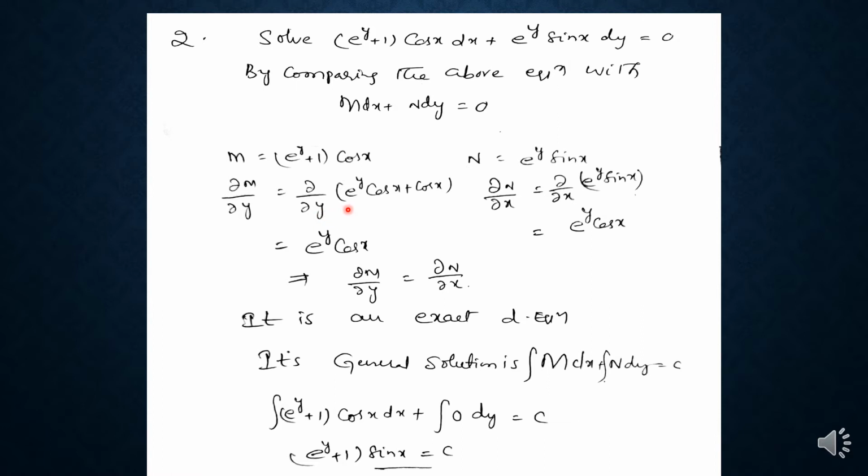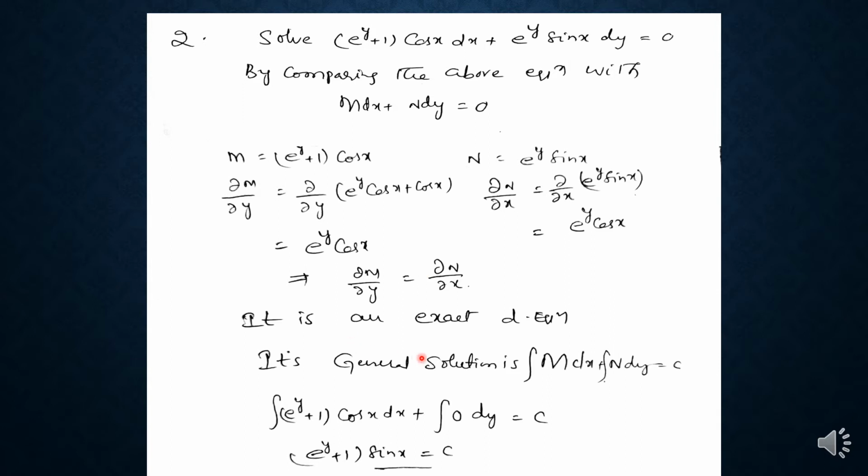So ∂/∂y of e^y cos x is cos x into the derivative of e^y, which is e^y. So e^y cos x plus ∂/∂y of cos x, which is 0. And N is equal to e^y sin x. ∂N/∂x is equal to ∂/∂x of e^y sin x, that is e^y into ∂/∂x of sin x, which is cos x. So here ∂M/∂y is equal to ∂N/∂x, that is e^y cos x, and this is also e^y cos x. So we can say that this is the exact differential equation.